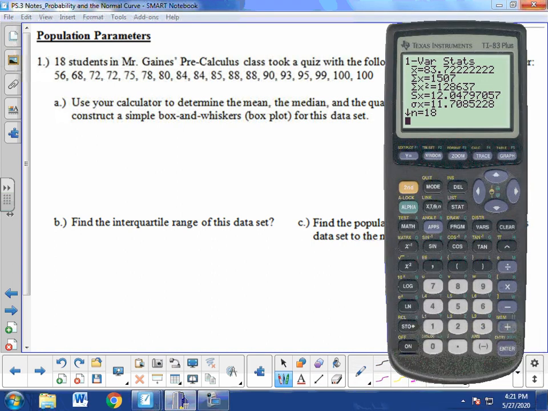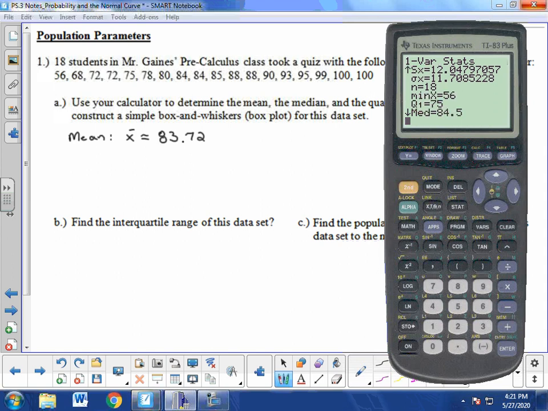So X bar is the first one on the list. So the mean here is going to be X bar, which is, we'll go ahead and round to 2 decimals, approximately 83.72. So the mean or average score is approximately 83.72. Median, if we scroll down, we will find median just listed as MED for the median. And this median value is going to be 84.5.